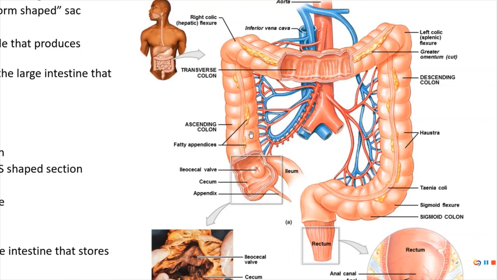And we'll go up the ascending colon. Then we'll turn on the right colic flexure onto the transverse colon. Then we'll turn on the left colic flexure, go down to the descending colon. Then we'll go on to the sigmoid flexure, down into the sigmoid colon. Then we're in the crappy part of the neighborhood, the rectum. Rectum, darn near killed him.